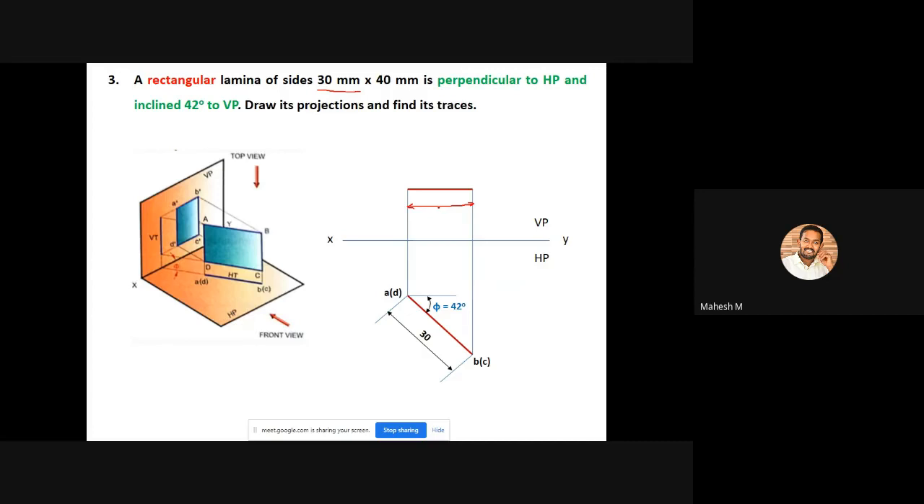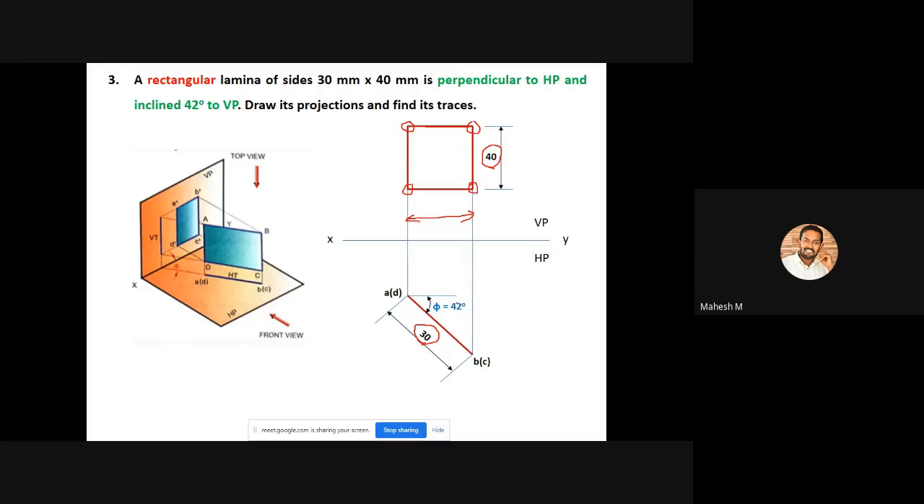Now you can create the breadth. The breadth value should be 40 mm, because you have used 30 mm here. You will get two more corners, and you can connect these two corners with a horizontal line. This line will be a reduced value, so you don't have to worry about this horizontal dimension. Now you can mark the notations. What will be the notation for this point?